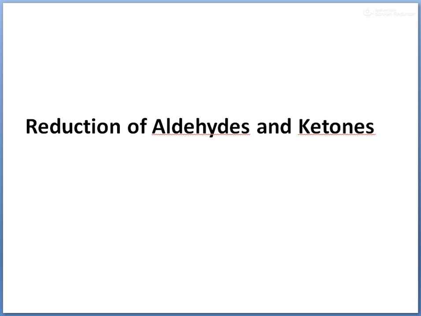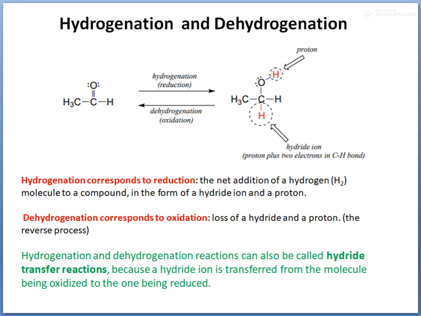Let us see the reduction reactions of aldehydes and ketones first. In this structure, you can see an aldehyde being reduced to a primary alcohol. This is a hydrogenation reaction, that is, a hydrogen molecule H2 is added to an aldehyde. This is a reduction reaction, and the reverse of this reaction is dehydrogenation. A dehydrogenation is an oxidation reaction.